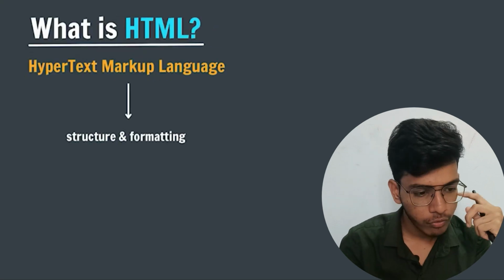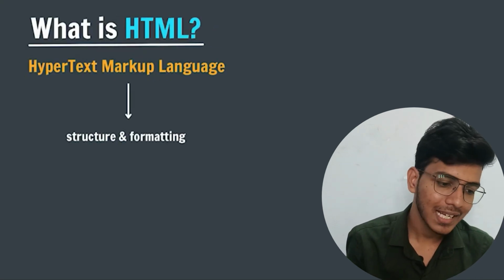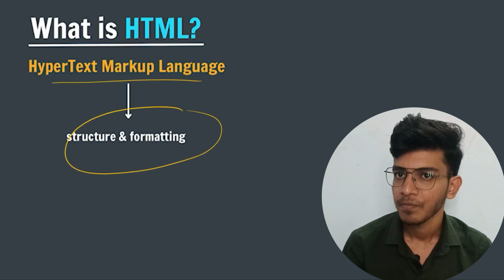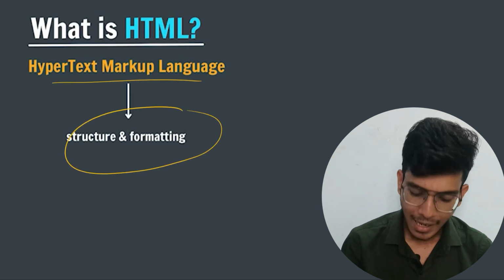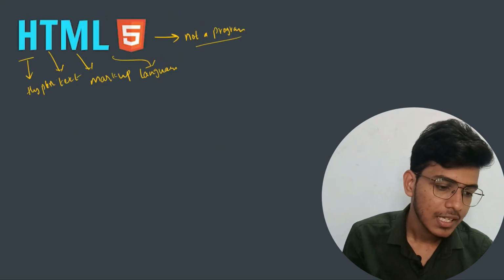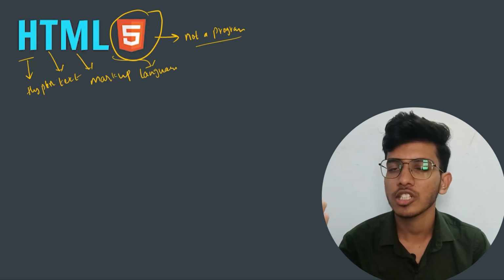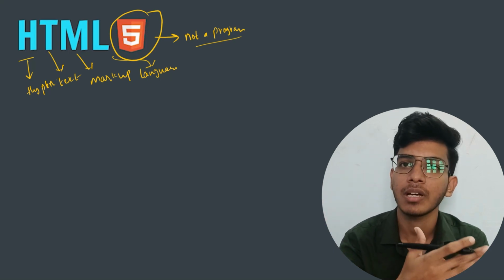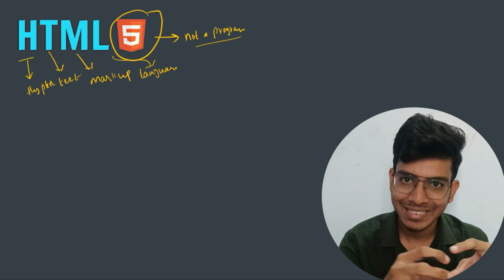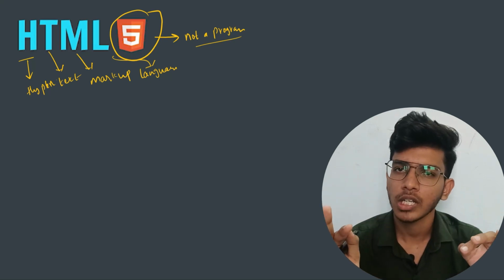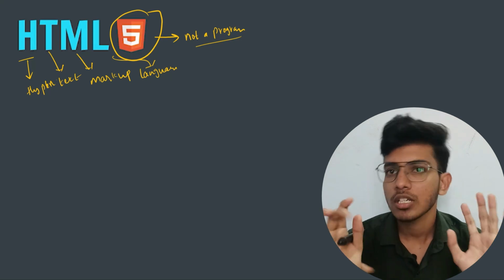Okay, so the full form of HTML is hypertext markup language, and it is used for structure and formatting. And you need to remember that the version which we are using is HTML5. There are various versions, but the latest version of HTML is HTML5, and in this course we are gonna use HTML5 all along. Whenever we are talking about HTML, we are gonna use HTML5.